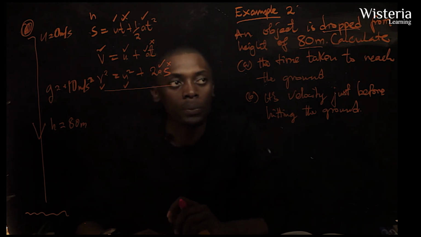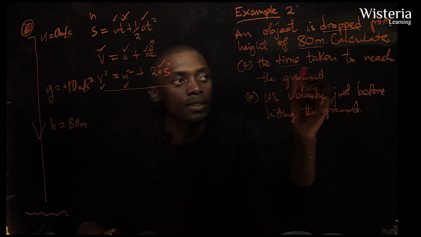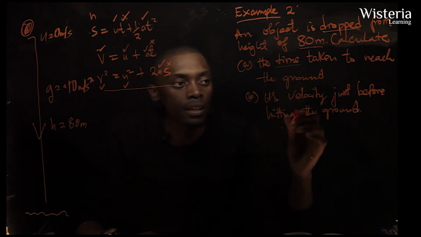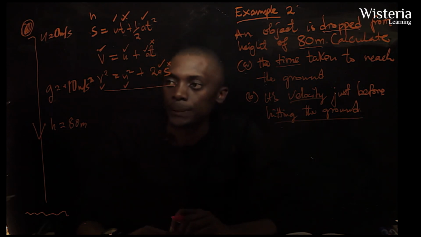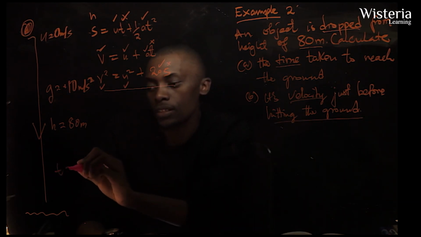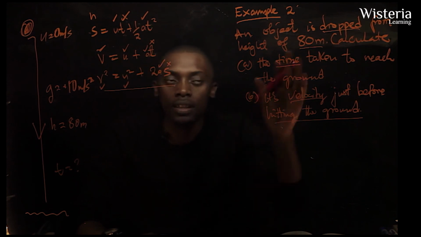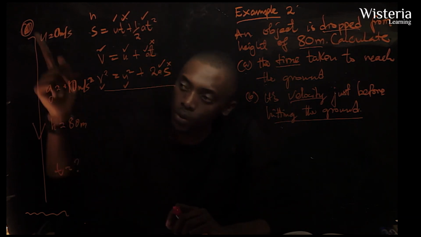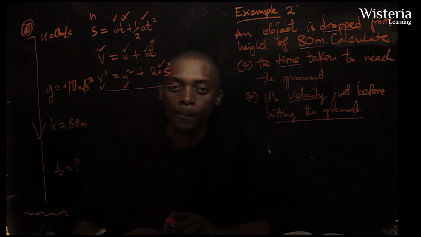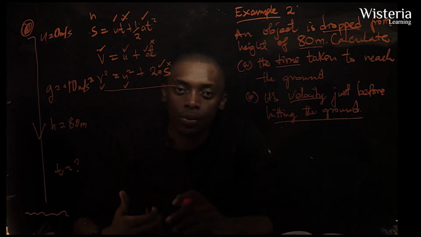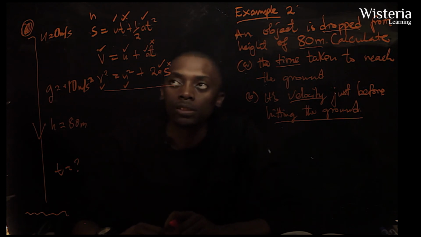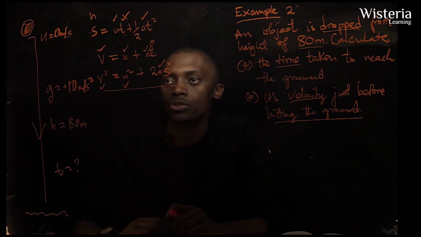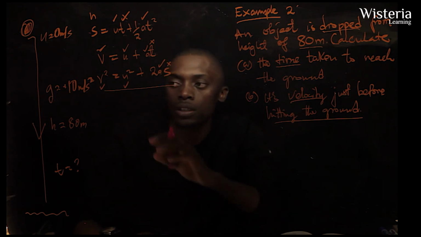So now what we are asked in the question is the time taken, and thereafter the velocity just before hitting the ground. Here we want to find the time it takes for this object to fall this height. Like we said, you need to find an equation that has all these variables. So if we investigate all these equations, we'll go to one which I feel has all these variables.